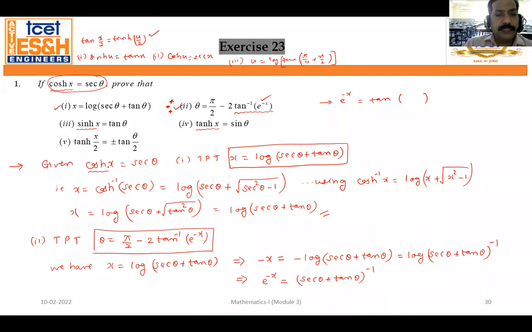So what is x? x is cos hyperbolic inverse of sec theta. Use the definition of cos hyperbolic inverse. What is cos hyperbolic inverse of x? It is log of x plus root of x square minus 1. So this becomes log of sec theta plus root of sec square theta minus 1. What is sec square theta minus 1? Tan square theta, and under root of that is tan theta. So we get x is equal to log of sec theta plus tan theta.